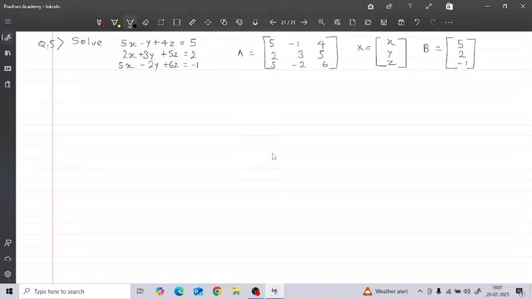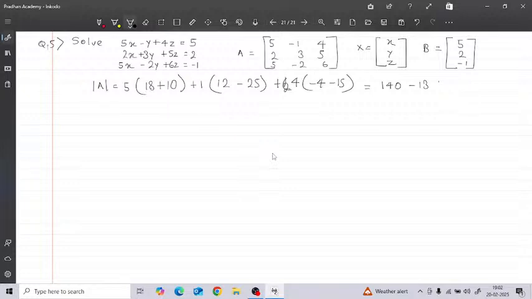So let's calculate the determinant of A to get the A inverse. 5 times 18 plus 10, minus 1 times 12 minus 25, plus 4 times minus 4 minus 15. So by calculating this, we will get 140 minus 13 minus 76. That's nothing but 51. So not equals to 0. Okay. So A inverse exists.